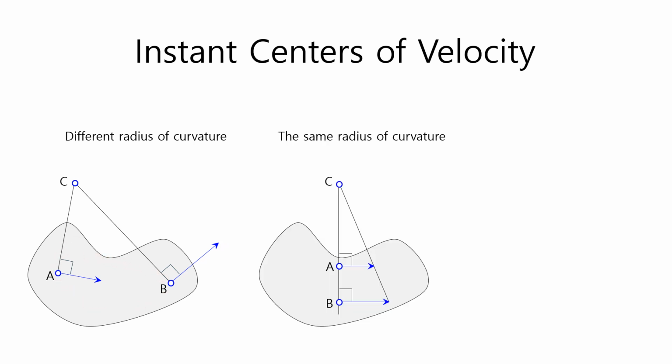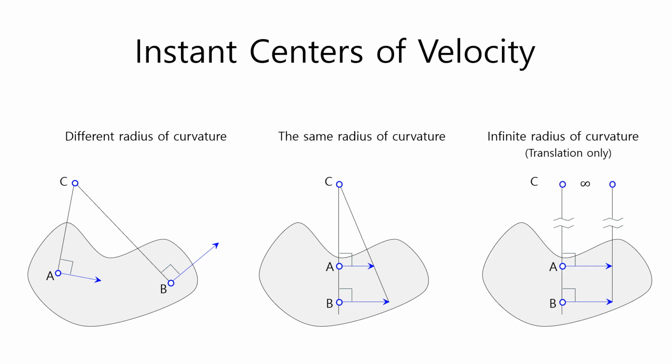If the velocities of 2 points are in the same direction and have different magnitudes, the instantaneous center position C can be obtained by drawing a straight line connecting the ends of the velocity vectors. If the body is a rigid body, point C becomes the instantaneous center for all points on the body.